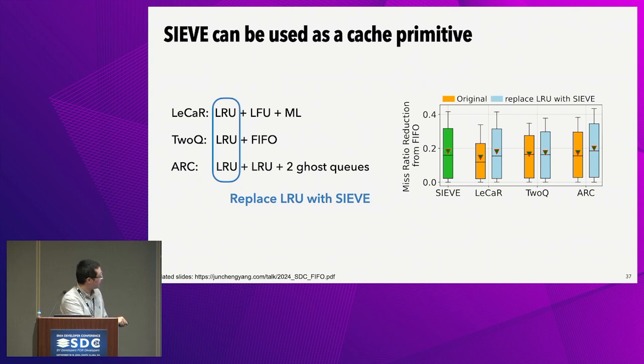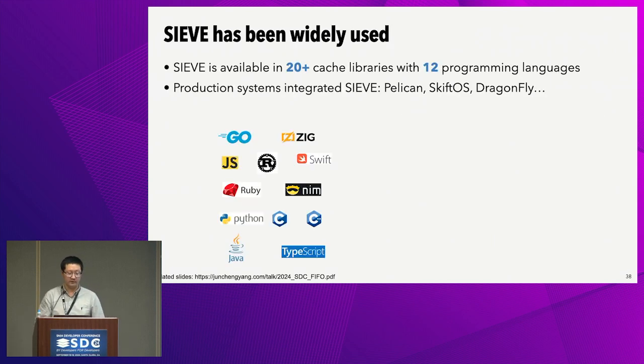For example, this is Nika, the orange one. By replacing the LRU in Nika with sieve, we can achieve better efficiency. Similarly, for ARC, if we replace the LRU with sieve, it also achieves better efficiency. So if we want better efficiency, you can use sieve to design even better eviction algorithms.